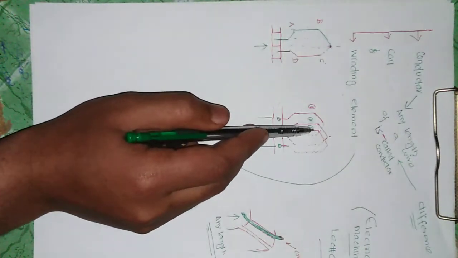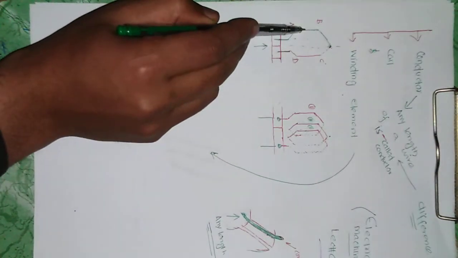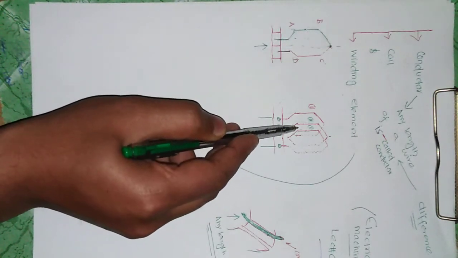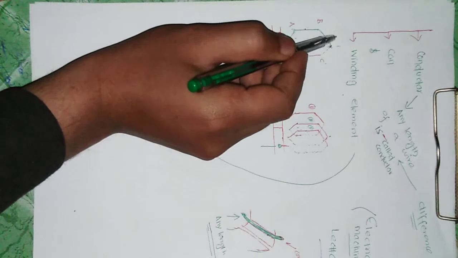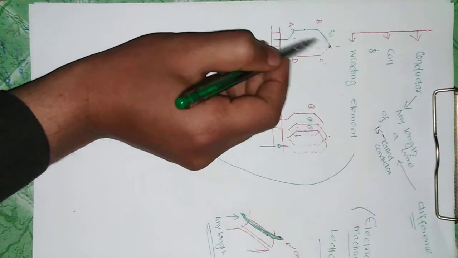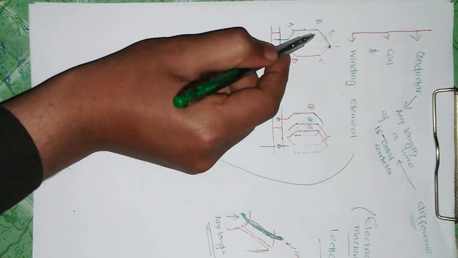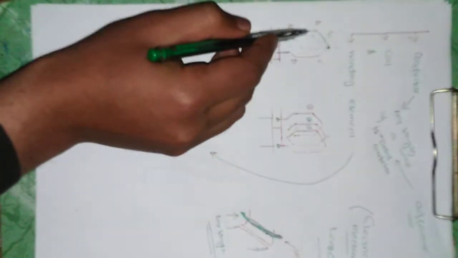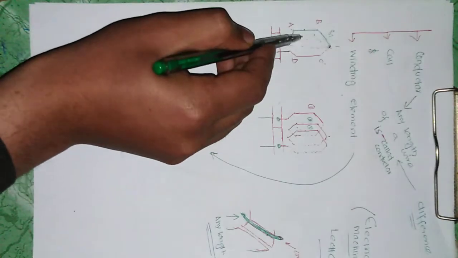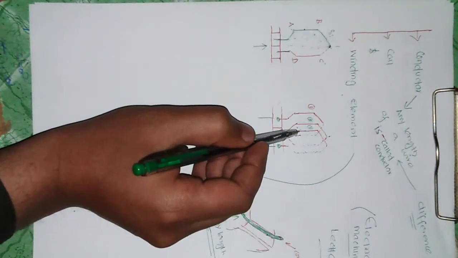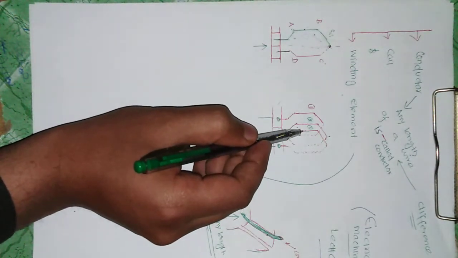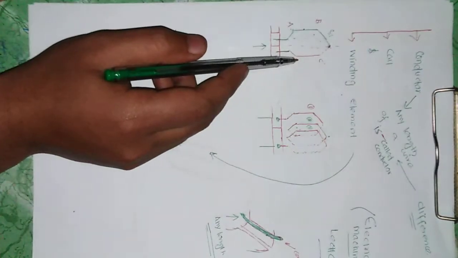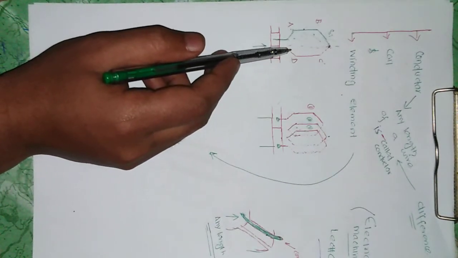Any side of a coil, whether single turn or multi-turn, we call a winding element. For example, here this side is a single turn coil side, in other words a single turn winding element, and this is the multiple turn winding element. So that was the conductor, that was the coil, and that was the winding element.